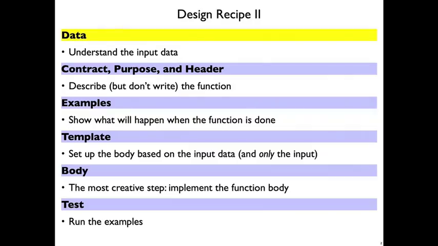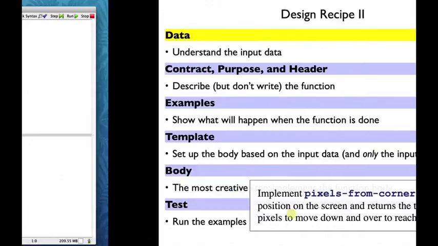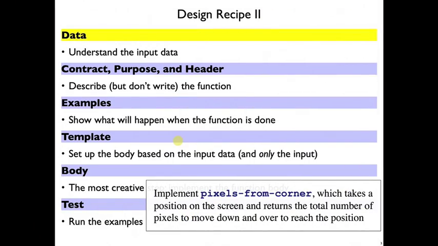So we start out with the data step, and of course pixels from corner tells us that we want to deal with positions, so a posn is a good choice. We could just write down a posn is make-posn num num, right? But the decision that we're going to use posns as the input of our function is the first step of the design recipe here. Now we can move on to contract, purpose and header.